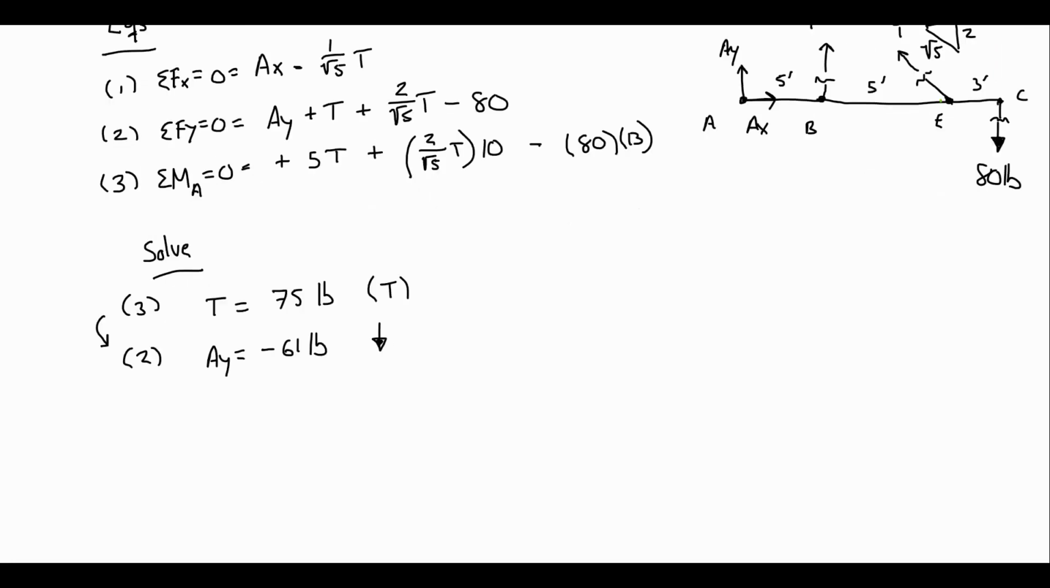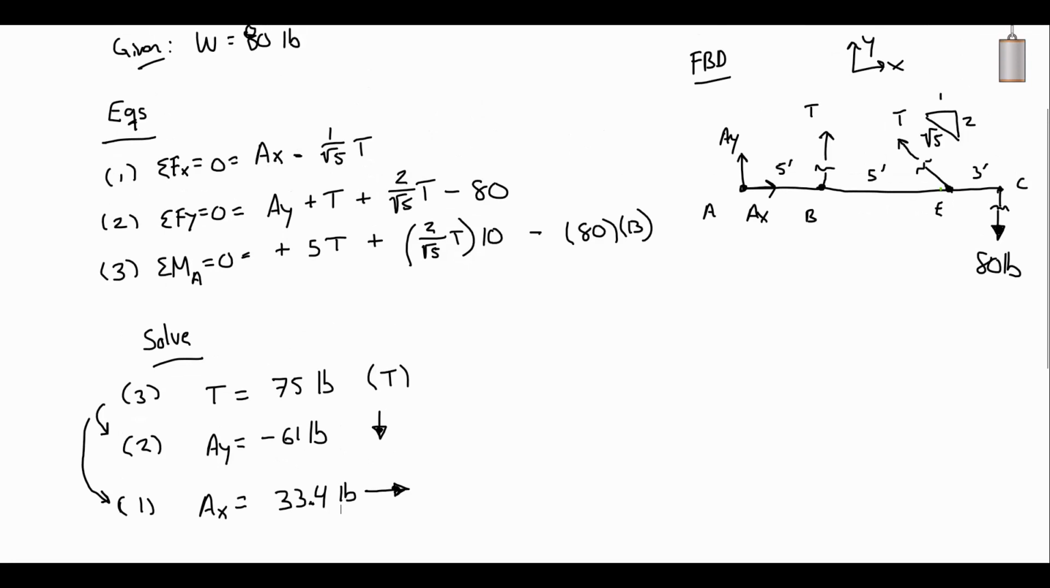And then my equation 1. Once again, using my results from equation 3, because in equation 1, Ax and T are my unknowns, but now I know T. So putting in 75 for T, Ax, I get 33.4 pounds, and it's positive, which means my assumption that it pointed to the right was correct. It does point to the right, and that's in pounds. So we got both of our reactions at A, the Ax and the Ay components.